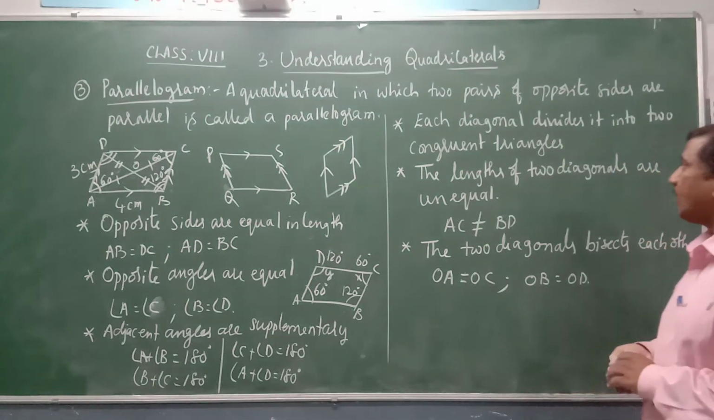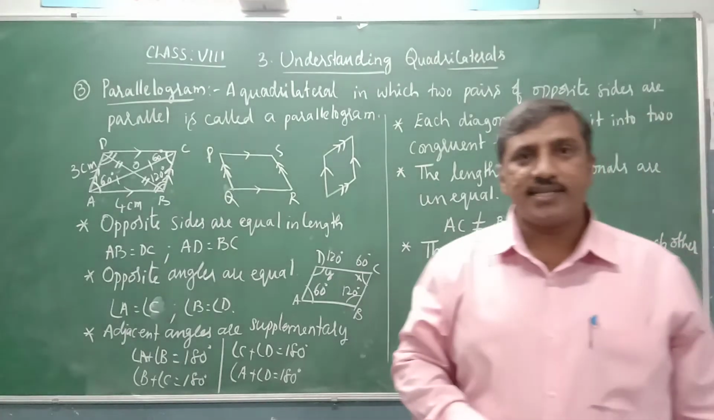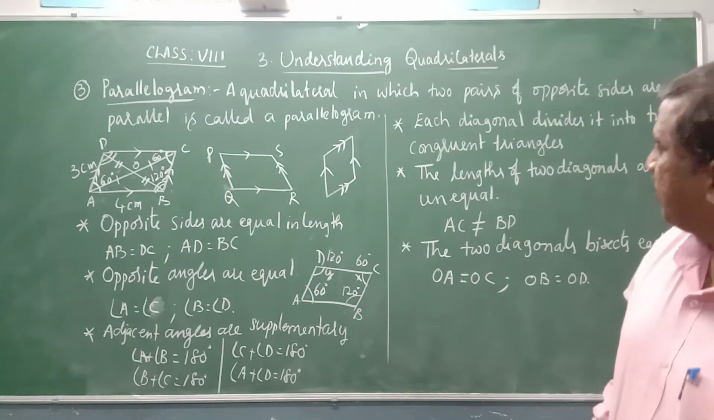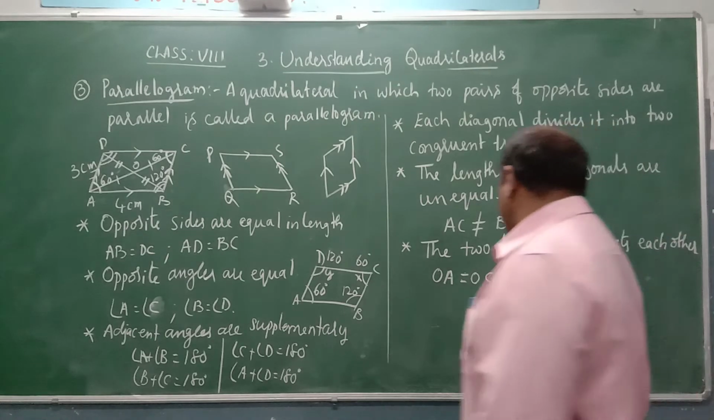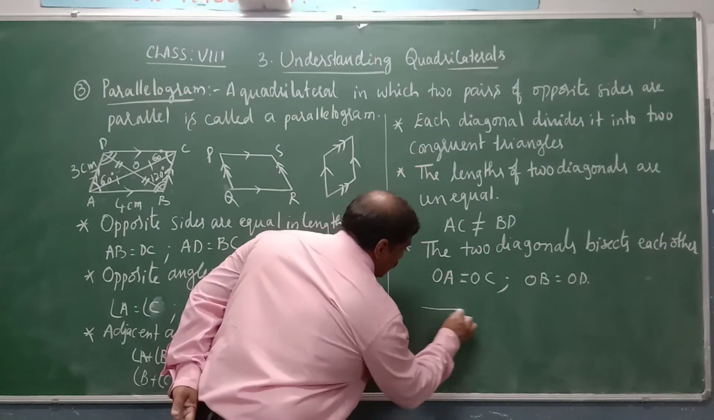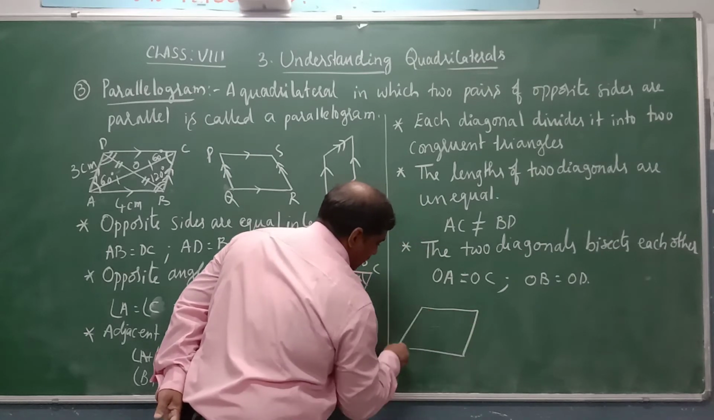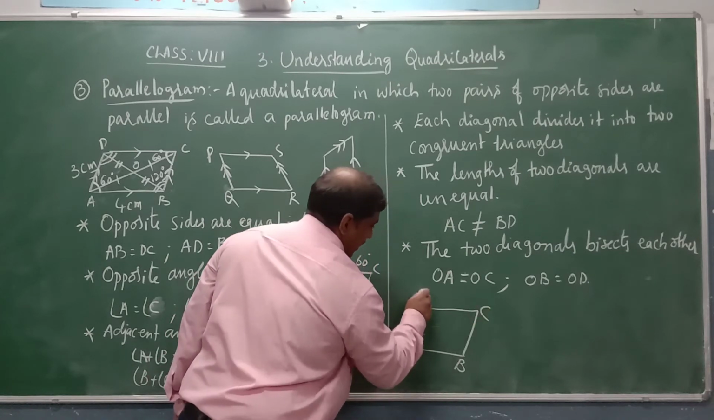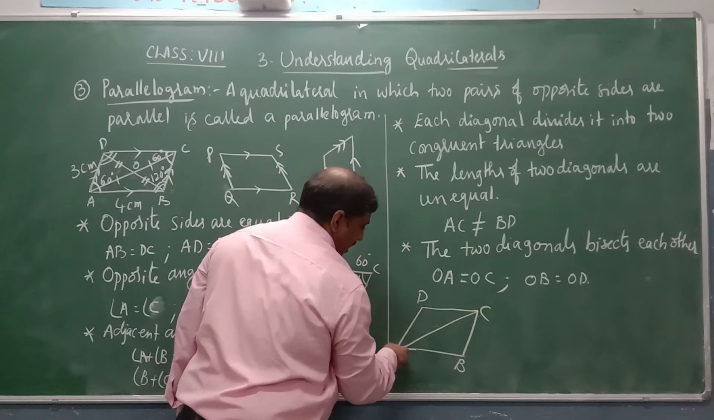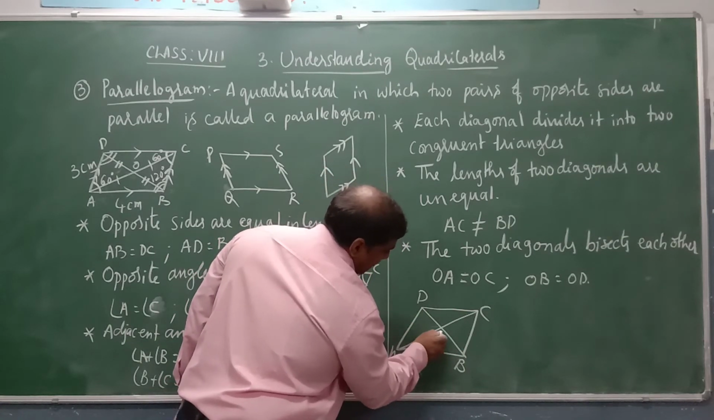Yes. Now, about the diagonal. Each diagonal divides it into congruent triangles, two congruent triangles, and the lengths of the two diagonals are not equal, that is unequal. The two diagonals bisect each other. That is OA is equal to OC and OB is equal to OD. Yes, we will see one application on this. Like this it is given: A, B, C, D. Now AC is one diagonal and BD is the other diagonal.